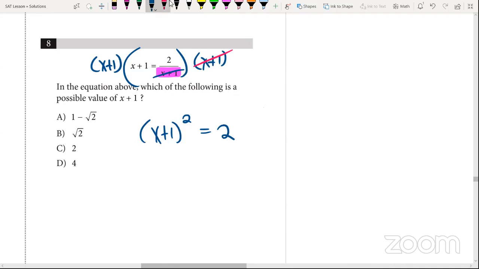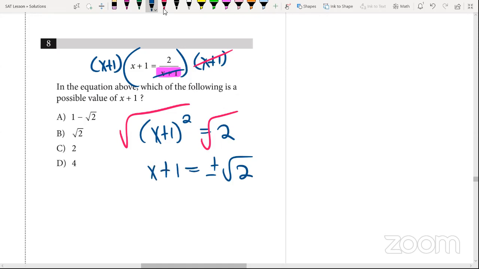So now, how do we get x plus 1? Well, we can undo the exponent of 2, the square, by just taking a square root. And remember, when you take a square root, you get a plus and minus. So x plus 1, because we have the square root and the square canceling each other, equals plus or minus the square root of 2. And that's what they're asking us for here. So it would be really easy. Okay, that's going to be our answer there.